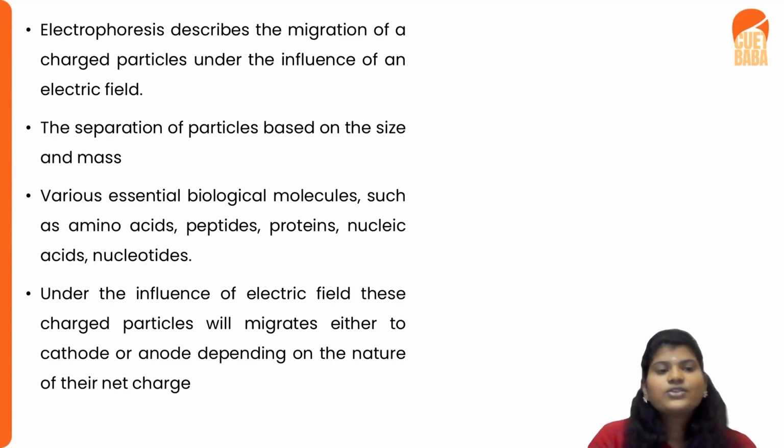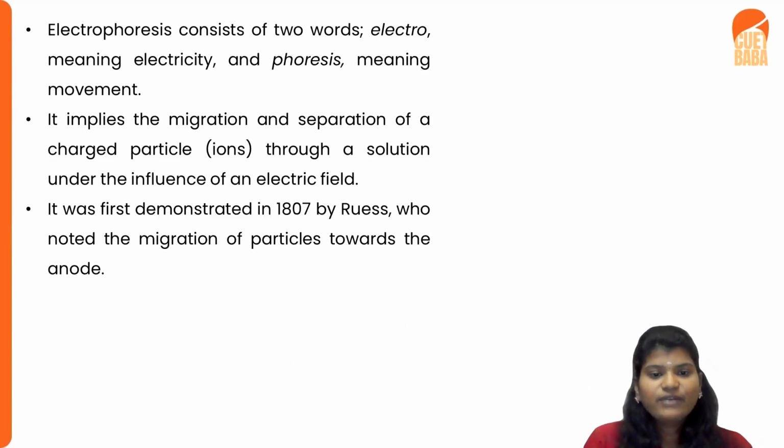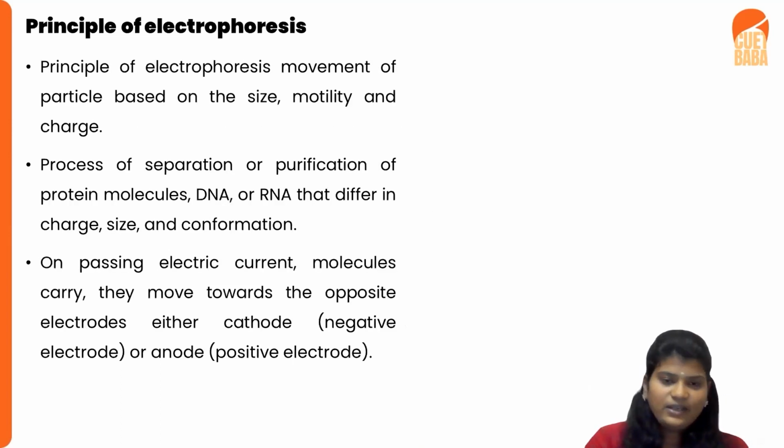Electro means electricity, and phoresis means movement. By passing electricity through the sample, there will be a movement of ions. The particles will move in the gel. This was the first technique invented by Drusius in the year 1807, for the separation of molecules.